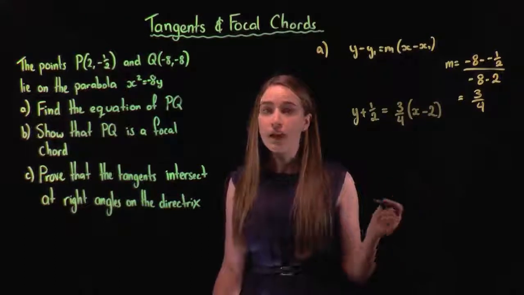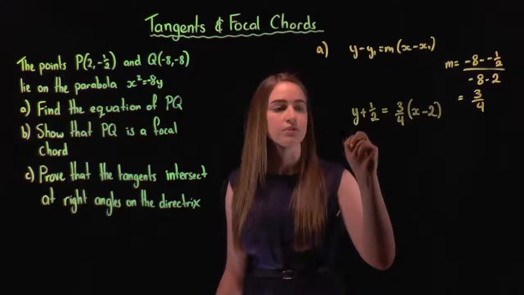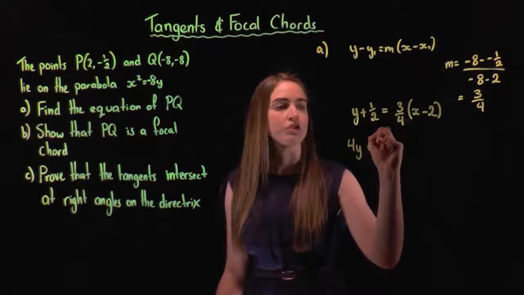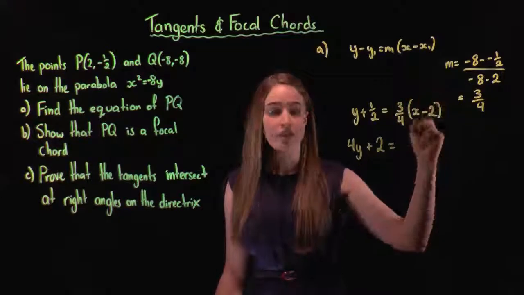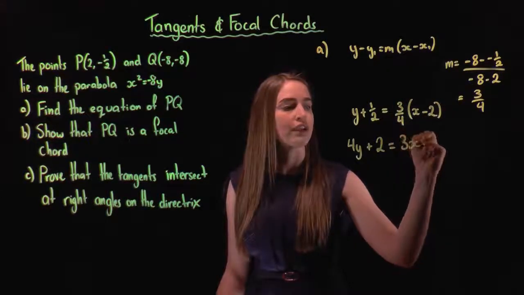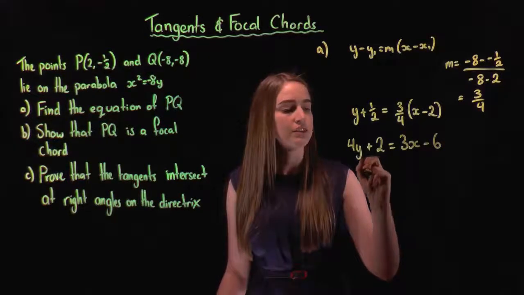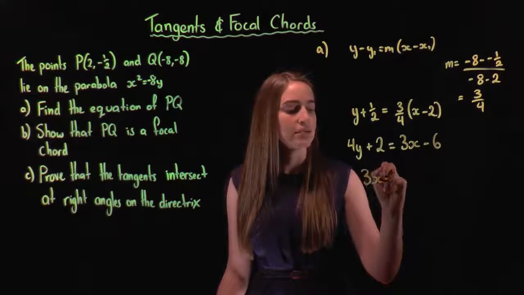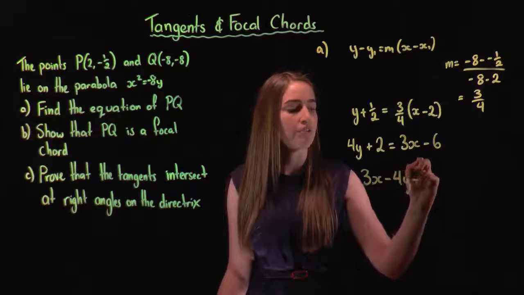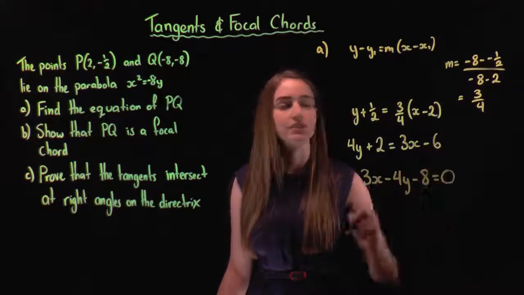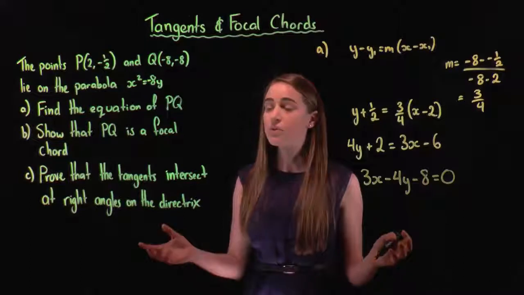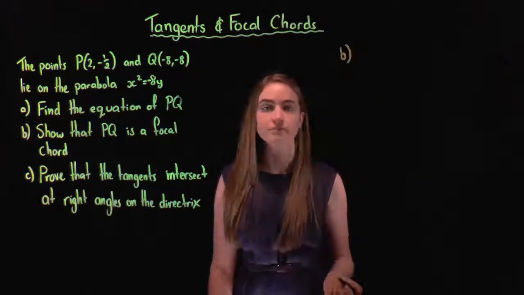Now I'm going to go through and multiply everything by 4 to get rid of that. So I'm going to have 4y plus 2, and I'm going to expand my 3 here. It's equal to 3x minus 6. And if I pull all of that onto one side of the equals sign, I'm going to have 3x minus 4y minus 8 is equal to 0. So that's part A, that's the equation of the line PQ.